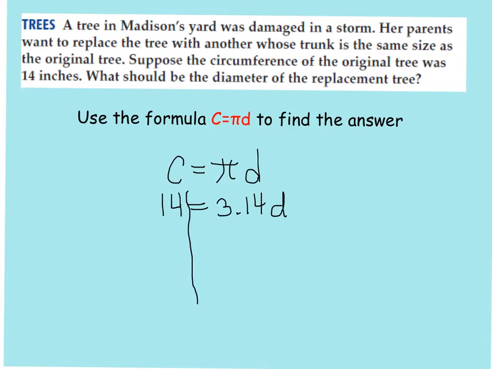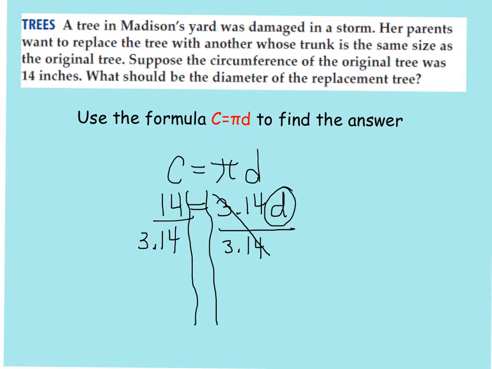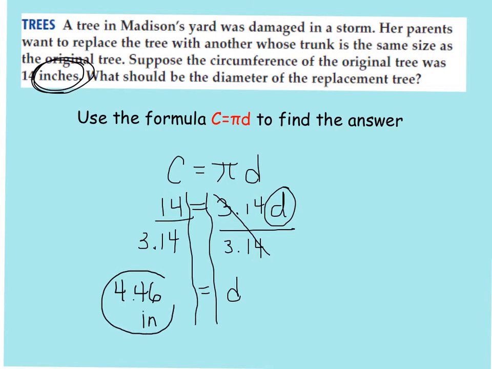This sure looks like a river problem to me. Let's go ahead and solve for the diameter. Divide both sides by 3.14. Remember our 3.14s then cancel out. So our diameter is equal to 4.46, and that's a rounded answer. 4.46, what are my units on this? It looks like our problem says that it was in inches, so our diameter would be 4.46 inches.